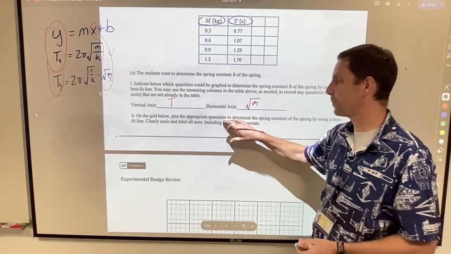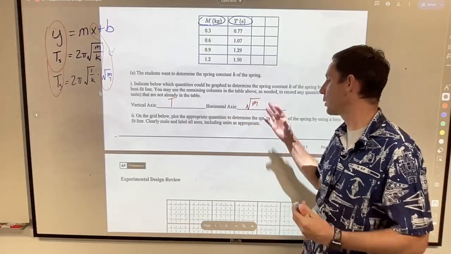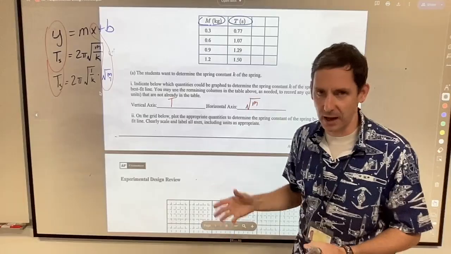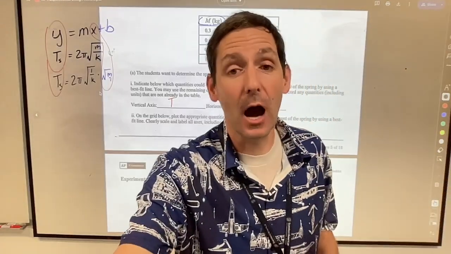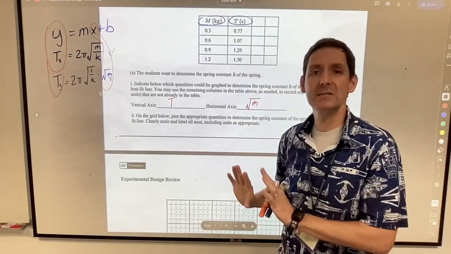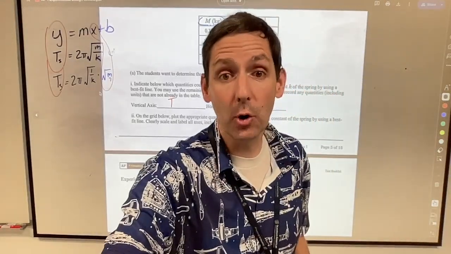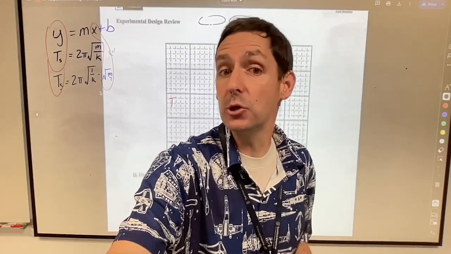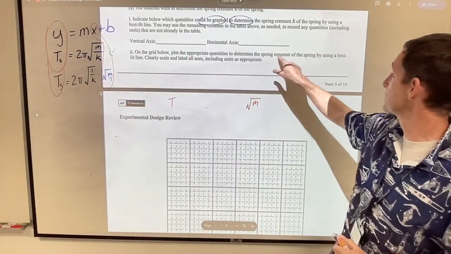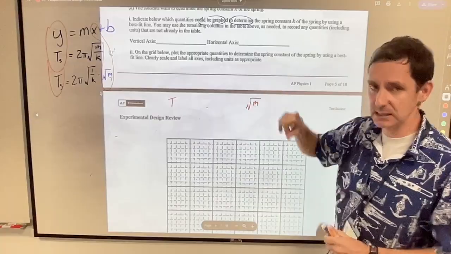Now, in the next part, it says plot appropriate quantities to determine the spring constant of the spring using a best fit line. I am sorry, I'm not going to take the time to graph it. You see the data points there. You can use the data points to graph it. What I am going to do is I'm going to skip up here, and I'm going to show you how we would use a best fit line to solve for, again, it's asking us to solve for the spring constant using the best fit line.